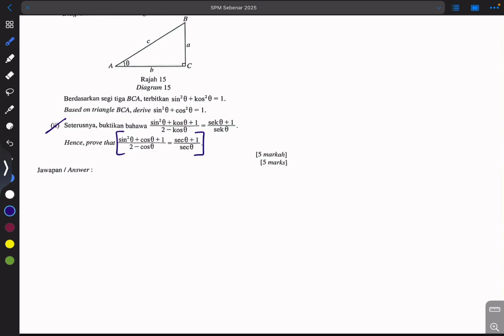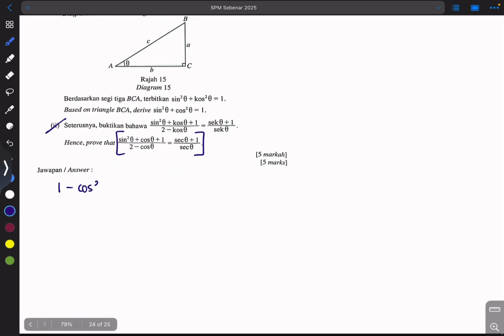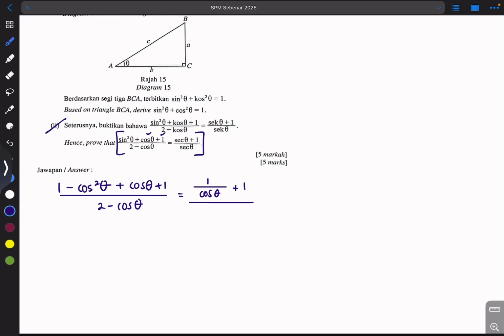So what we do is, we know sine square theta is 1 minus cos square theta. So I write here 1 minus cos square theta plus cos theta plus 1 over 2 minus cos theta equals to, okay, secant theta is 1 over cos theta plus 1 over 1 over cos theta.